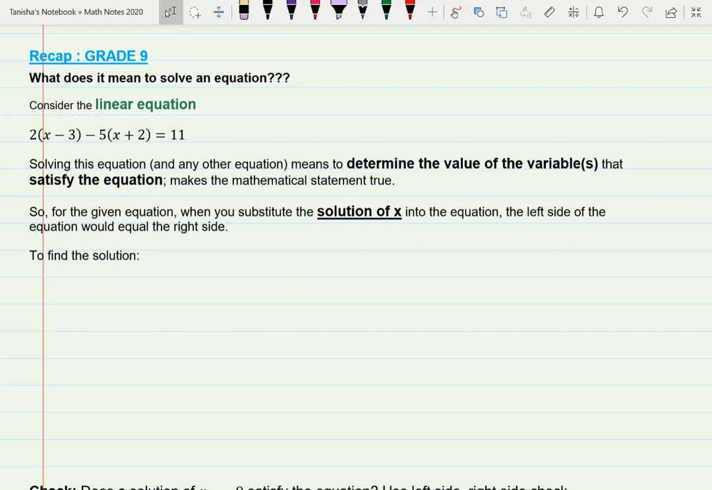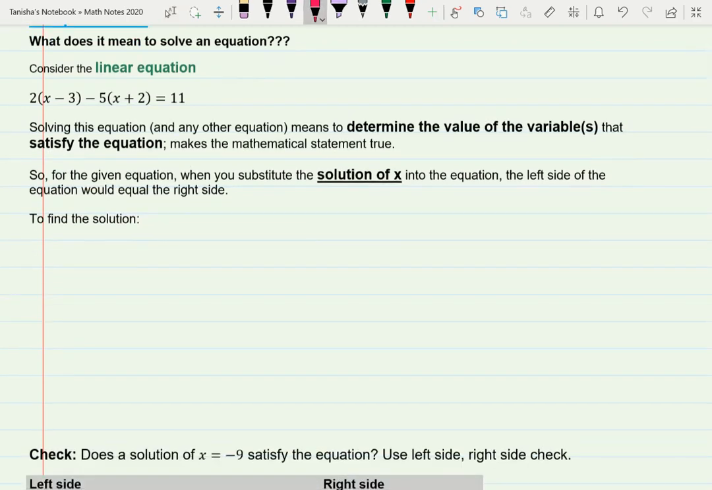Solving this equation and any other equation means to determine the value of the variables that satisfy the equation or makes the mathematical statement true. So for the given equation, when you substitute the solution of x into the equation, the left side of the equation would equal the right side. So the solution is that value of x that we are going to find, that when you substitute it into the equation and calculate the left side, it's going to be equal to the right side of our equation. Let's review how we would do that.